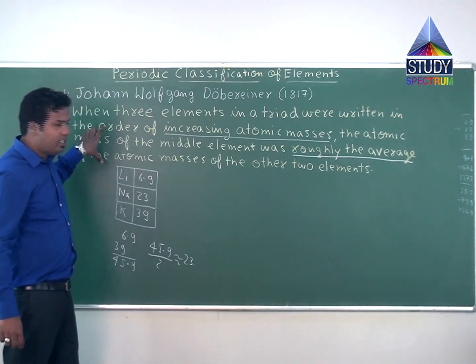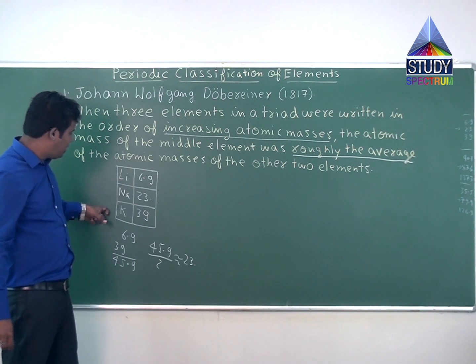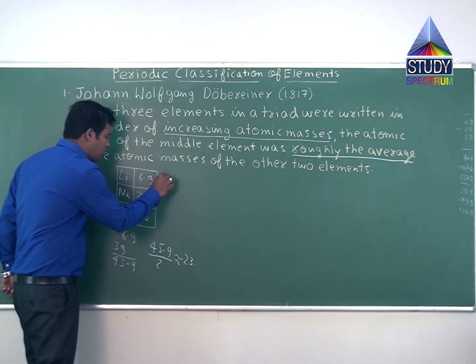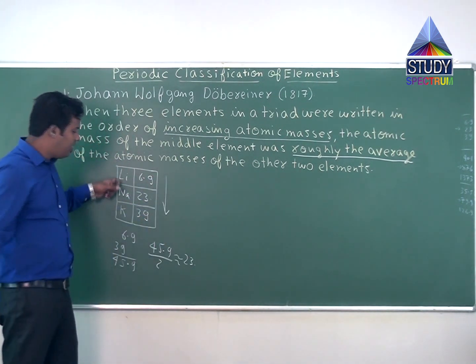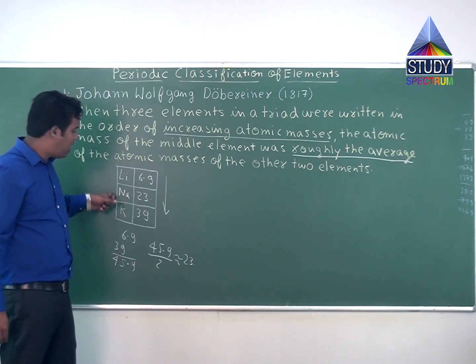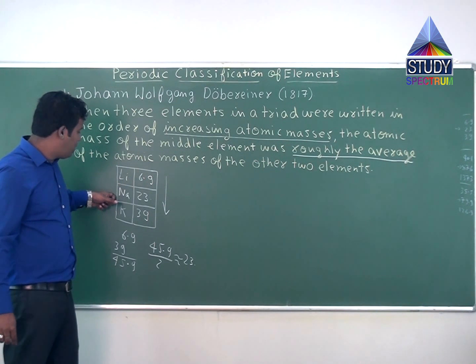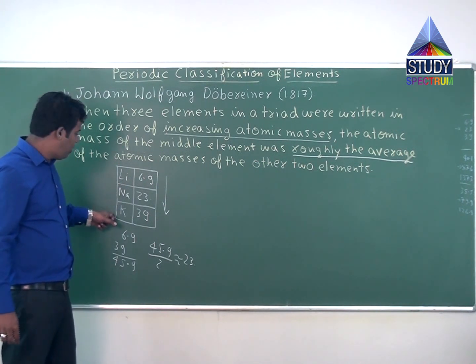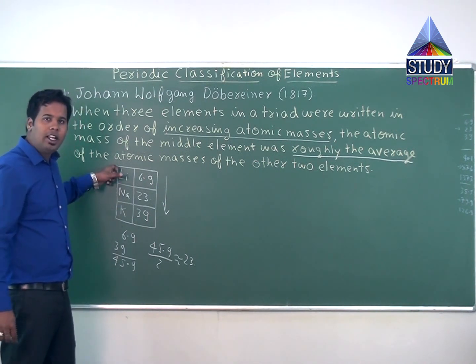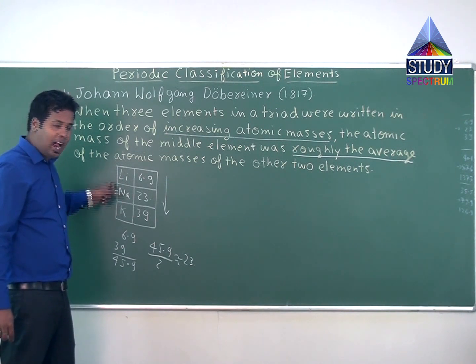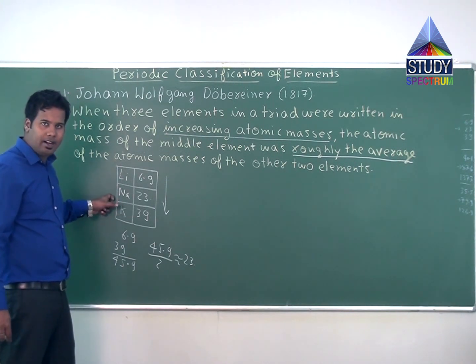So, like he said, if you see these three elements, if you go down this triad, they are arranged in increasing order of atomic mass. Correct? Why? See, the atomic mass of lithium is 6.9, the atomic mass of sodium is 23, the atomic mass of potassium is 39. The atomic masses are increasing, correct? And that is how they are arranged in this first triad.